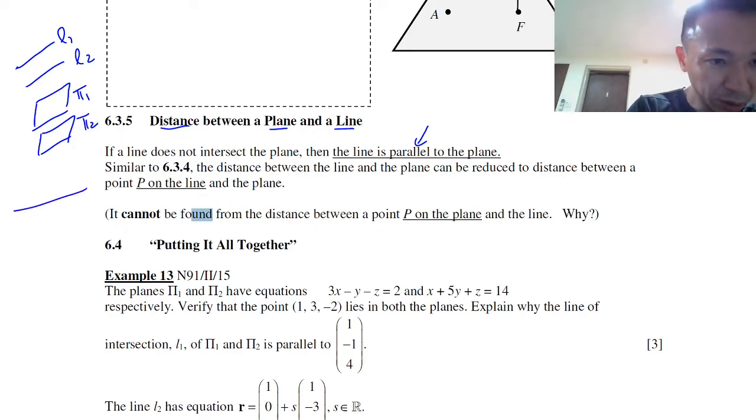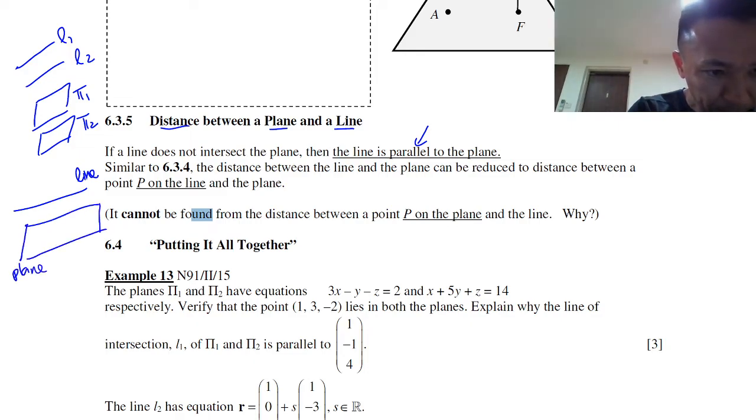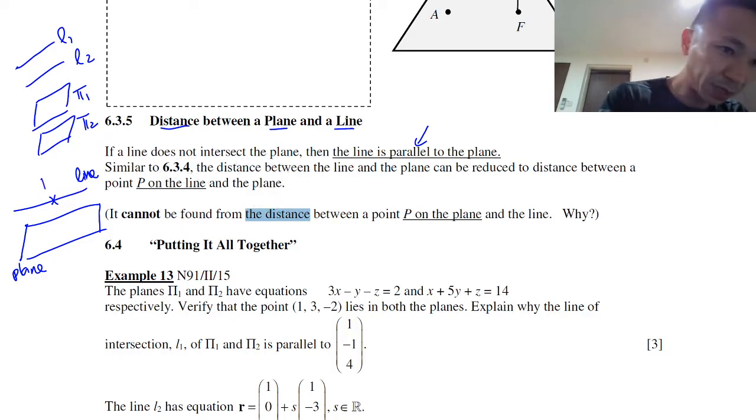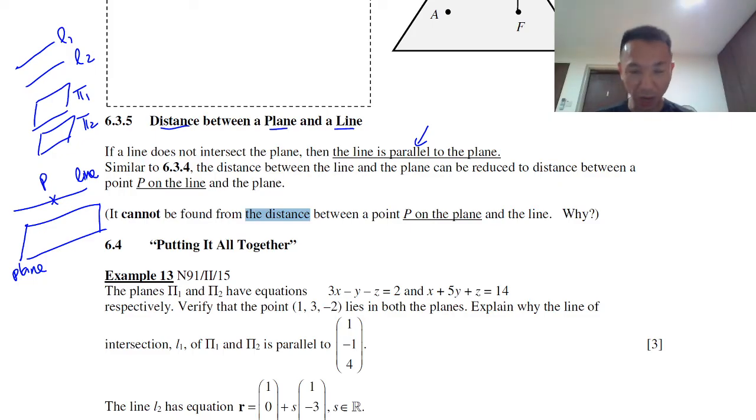The simple solution is this. All I need is to take a point on the line. It can be reduced to a problem of the distance between a point P on the line and the plane. So I call this P. I do not want to go through how to find a distance between a point and a plane because we have done it before.